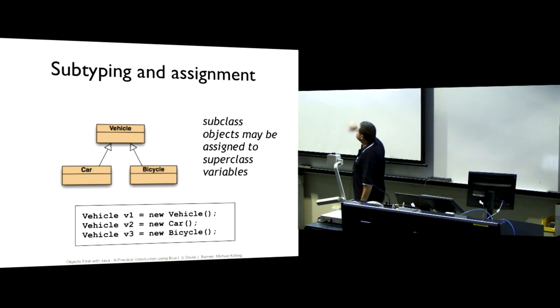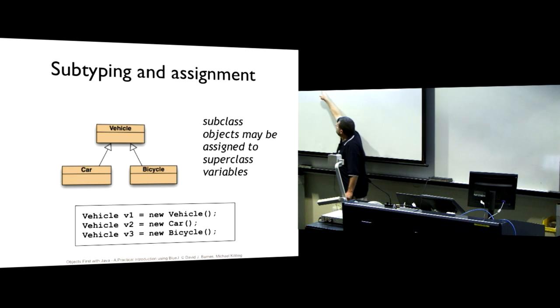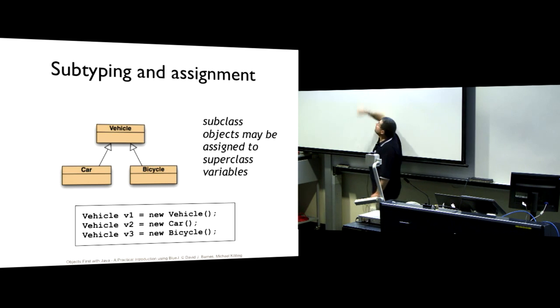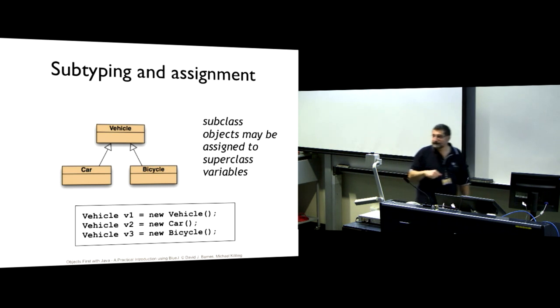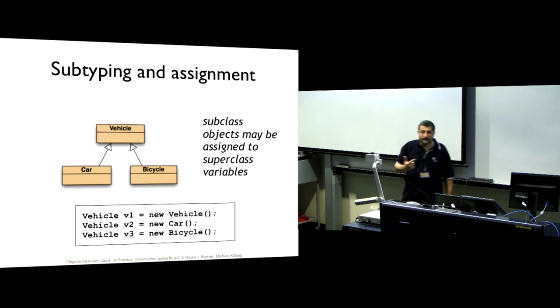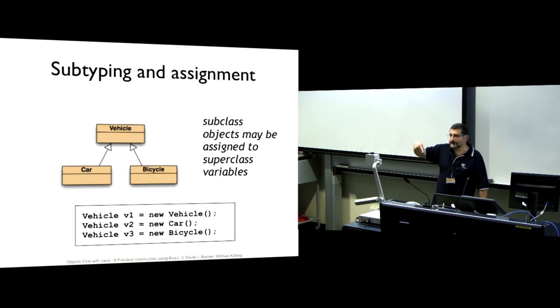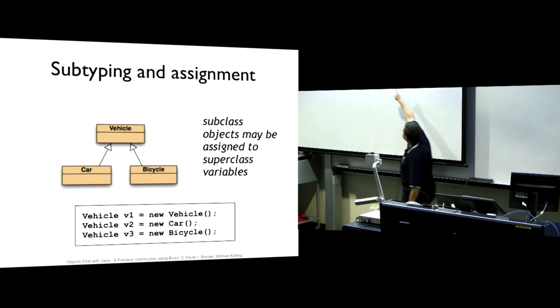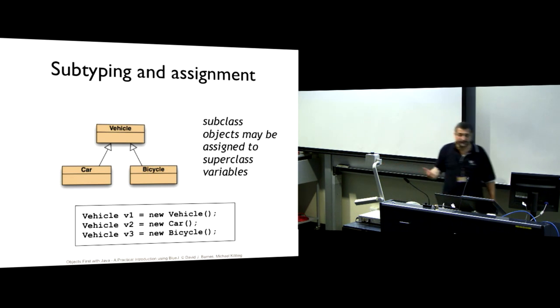And the same with bicycle, that V3 is allowed to contain a bicycle because it also belongs to the vehicle class. Okay, so anything that's a child of that, like any car, any bicycle, is also a vehicle. But it's not true the other way around. If you declare something to be a vehicle like this, V1, you can't tell whether it's a car or a bicycle, right?